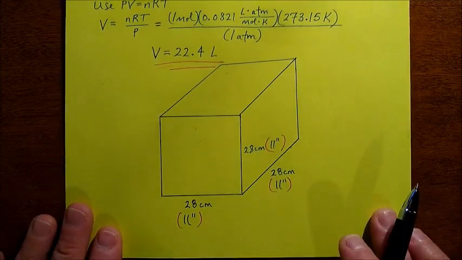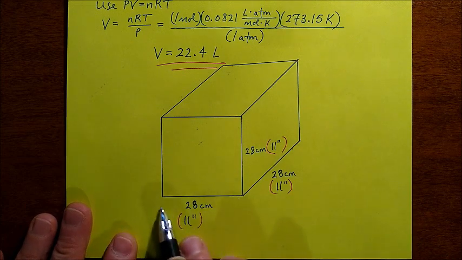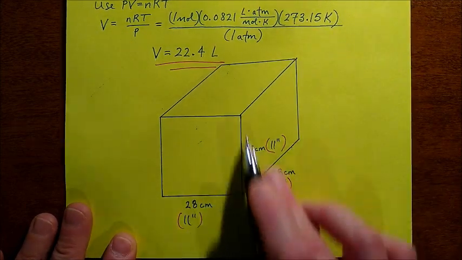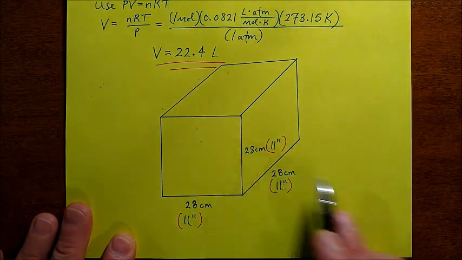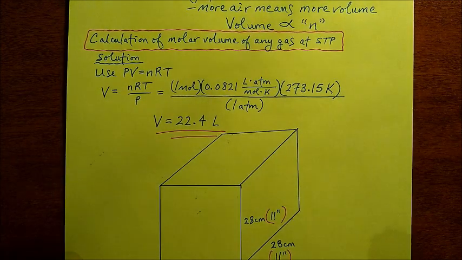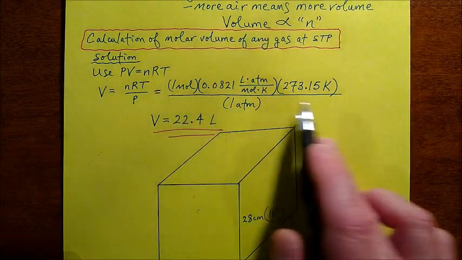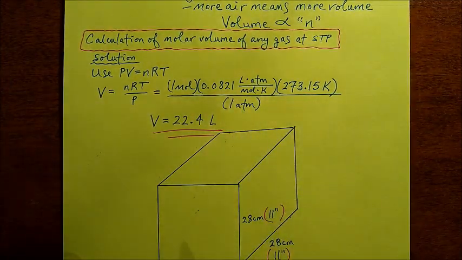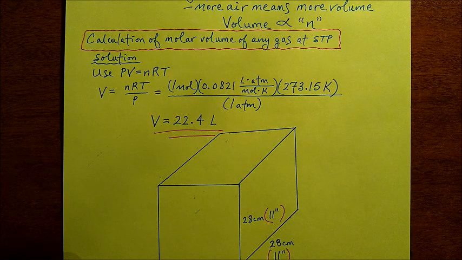22.4 liters is about the size of a box that's 11 inches on a side. Okay, so 11 inches, 11 inches, 11 inches. It's not terribly large, but if you have any gas, it doesn't matter if it's oxygen, nitrogen, carbon dioxide, if they're all under the conditions of 1 atmosphere and 0 degrees Celsius, which is this much Kelvin, you would have a volume pretty darn close or exactly equal to 22.4 liters. So that allowed scientists to actually carry out chemical reactions with gases by simply measuring the volume. They didn't have to weigh the gases. They could just use volume and relate that to numbers of molecules.